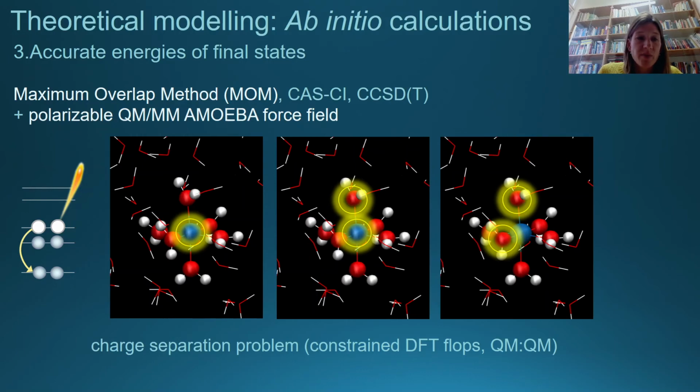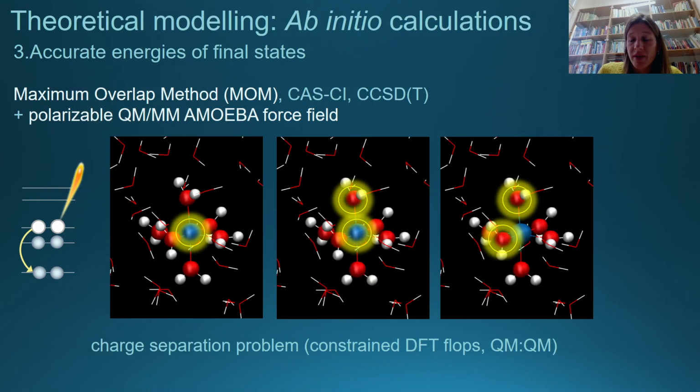We combine the maximum overlap method again with the polarizable AMOEBA force field. This approach allows us to localize the two holes either on previously ionized atoms, or on the ionized atom and its neighbor, or the holes can also be localized on two neighbors. This method has the advantage that we can localize the charge into separate units.